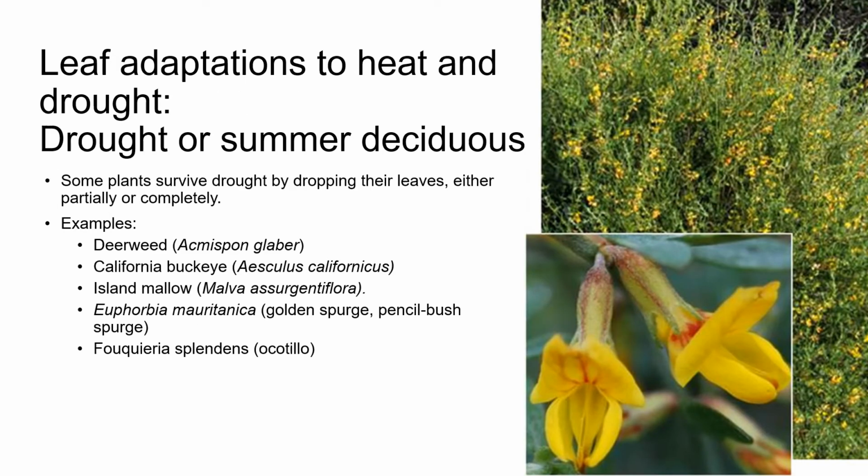Some plants survive drought by dropping their leaves completely in response to summer heat and drought. An example would be our California native deerweed, Acmispon glabra. California buckeye, Aesculus californica, drops its leaves completely in areas which are warmer in the summer. Up in the Sierra, it tends to keep its leaves through the summer.